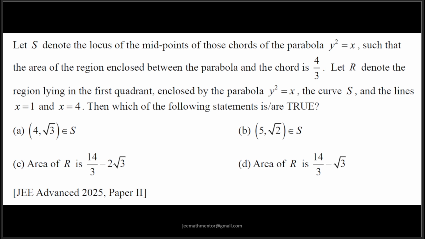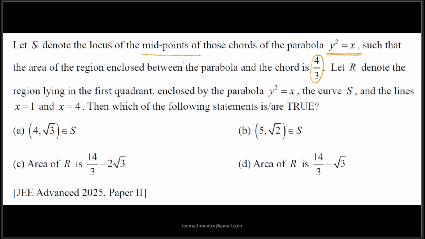So here, first of all, we have to find out the curve S, and then we have to again apply the concept of area under the curve to find the area of the region R. How do we find S is the first question. Now see, S denotes the locus of the midpoints of the chords of this parabola y squared equal to x, such that the area of the region enclosed between the parabola and the chord is 4/3.